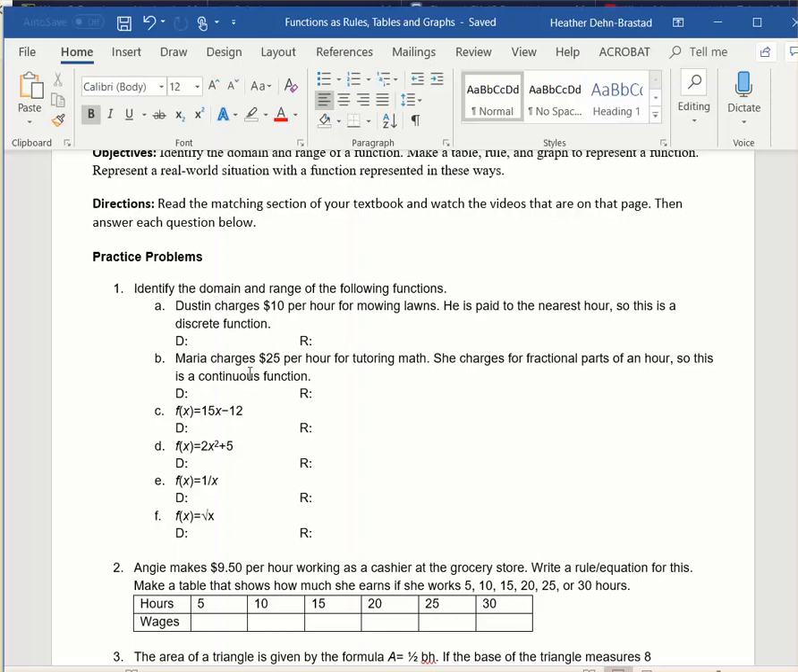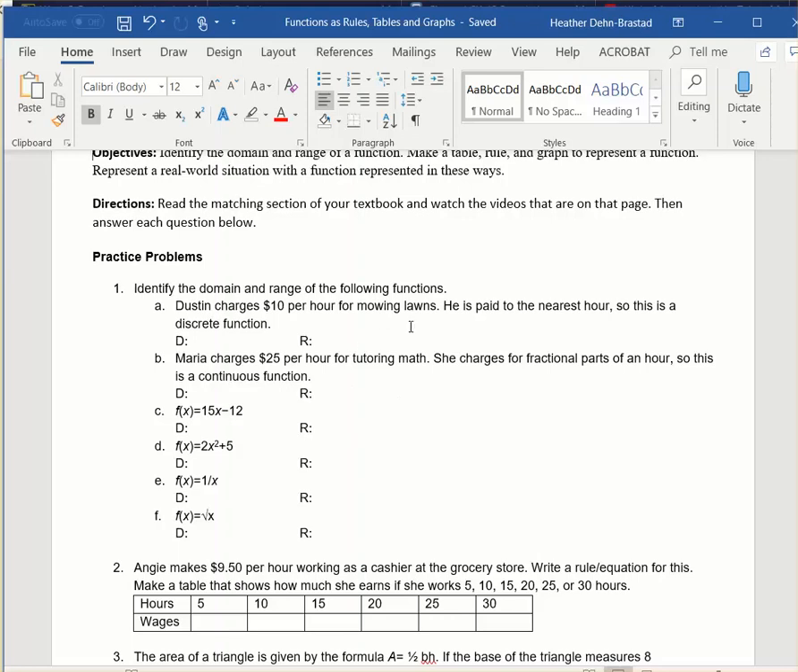But in B, Maria charges $25 per hour for tutoring math. She charges for fractional parts of an hour. So this is a continuous function. So the domain and range in this one will be an inequality, like x might be greater than or equal to 0, or all real numbers, or something like that. And the range will be the wages or the earnings that she has during that period.